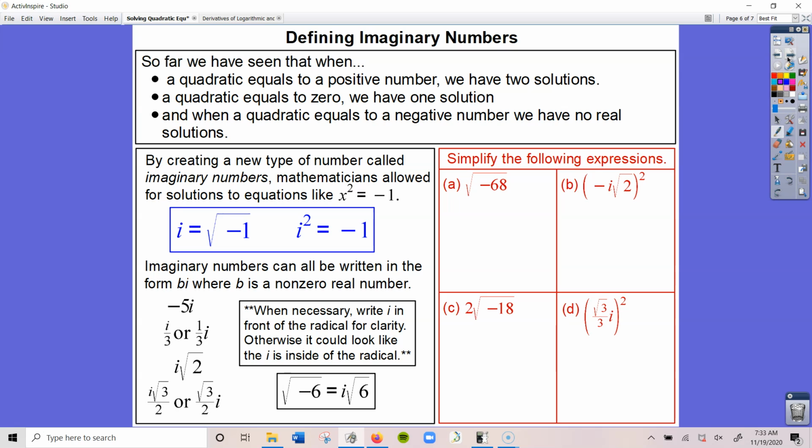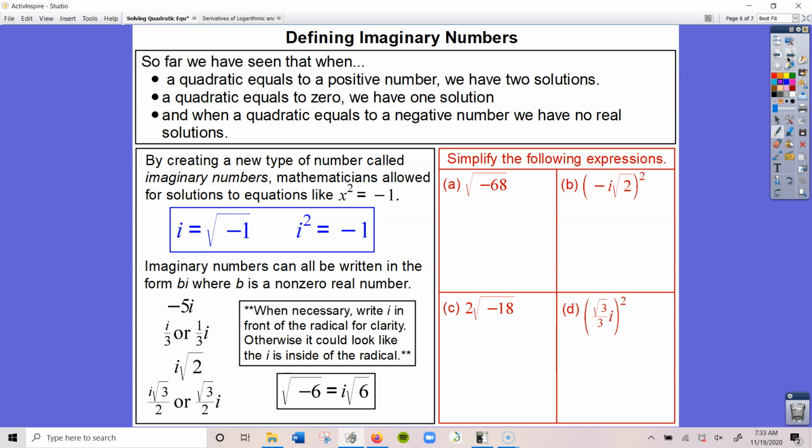Now you're going to see that when we start solving quadratic equations, just like with absolute value and all the other functions we've worked with, sometimes you get no solution. And that is the same for quadratics. But the difference here is that when we end up with no solution, it's actually an imaginary solution. And that happens when you end up with a negative inside of a square root.